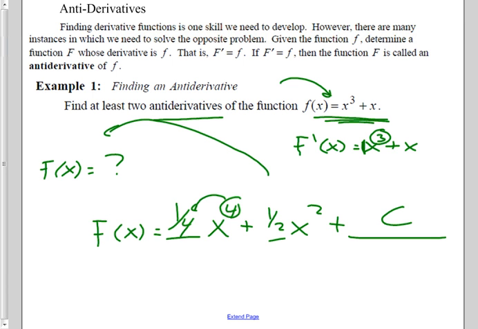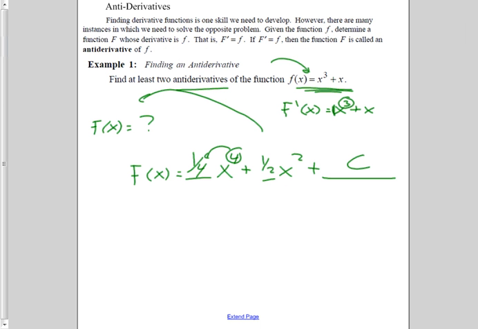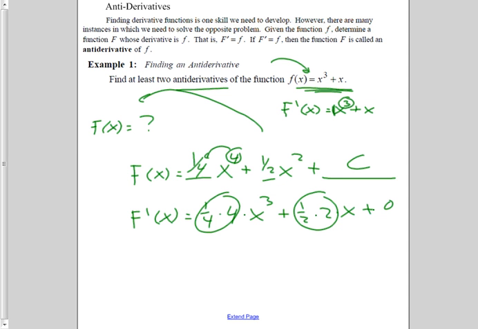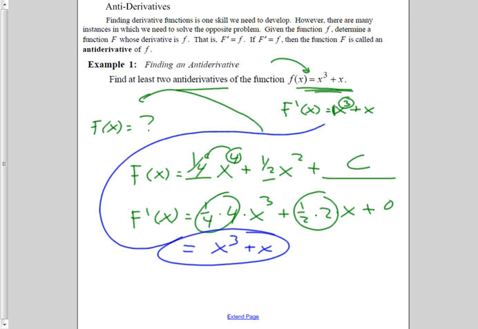Well, let's see if this in fact works. The derivative is going to be 1/4 times 4 times x cubed plus 1/2 times 2 times x plus 0. And these are just 1. So we get left with x cubed plus x, which is exactly the derivative with which we started.